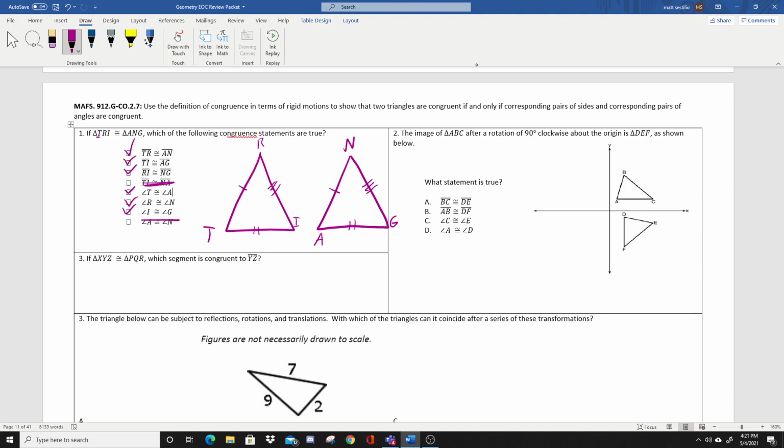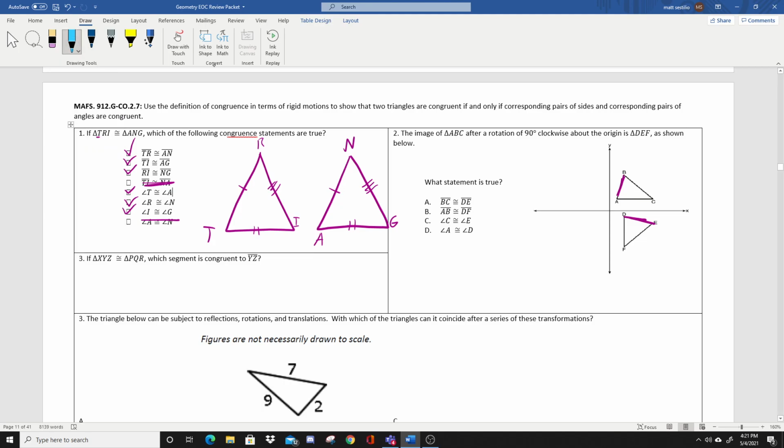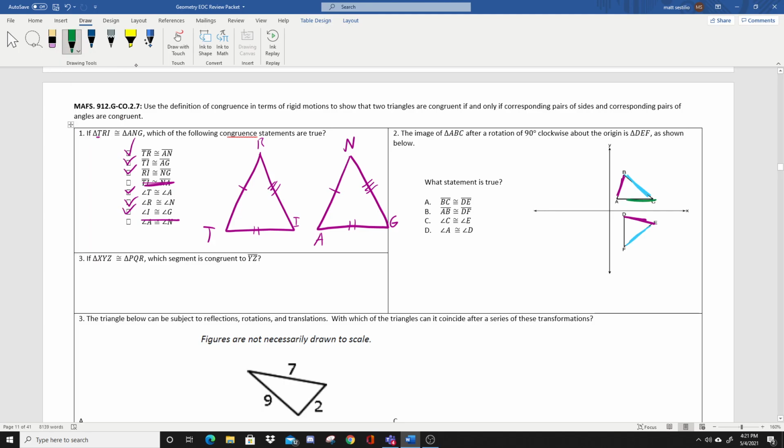Alright, so we're rotating this one clockwise, and we want to know which statement is true. So I'm going to color code these. If I rotate this shape this way, that means side AB that's in purple would be the same thing as this side right here, DE. Do some blue, that means BC would be the same side as this one. And then the rest would be green. AC would be DF. So which statement is true?